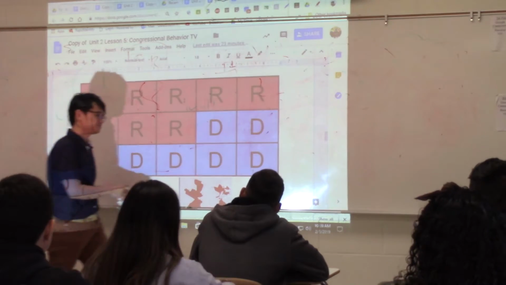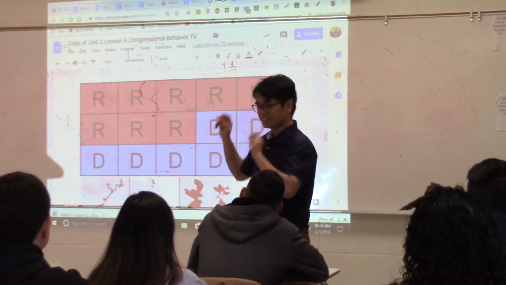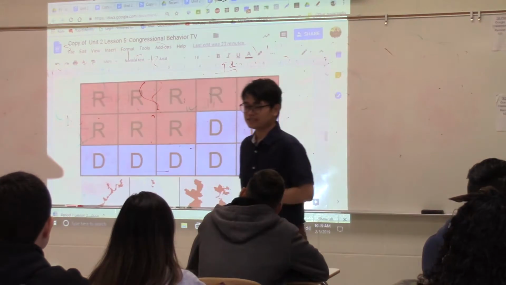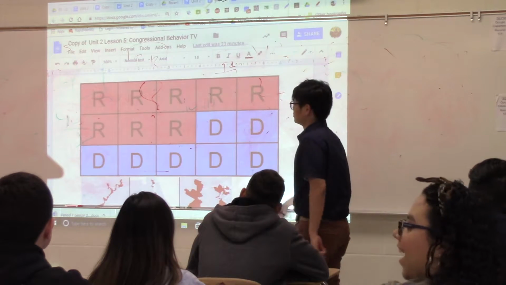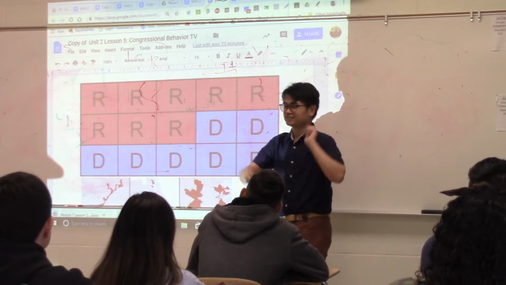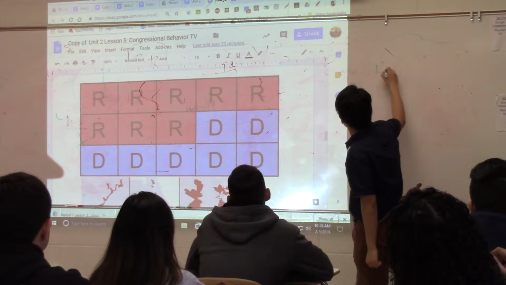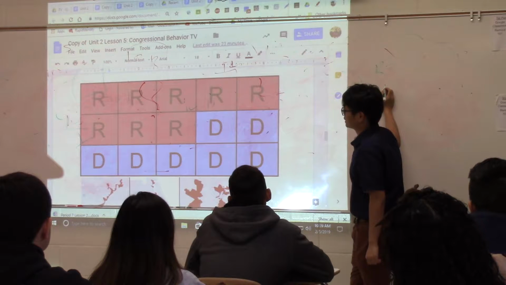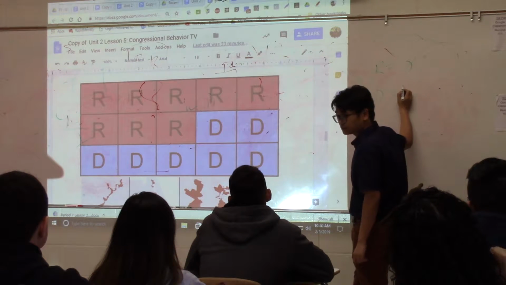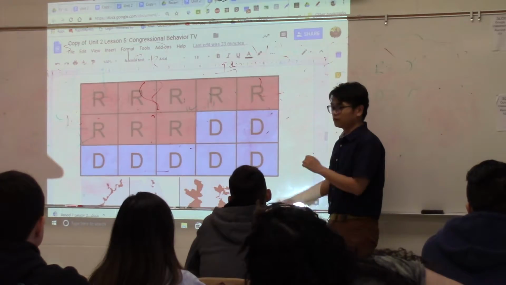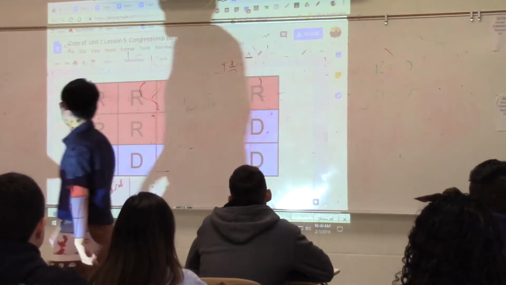If we're going to divide this state into 5 districts, how many people will be in each district? 3 million. Everyone good so far? Count the number of Republicans living here. How many million? 8 Republicans. How many Democrats living here? 7. So there are more what than what? Republicans. There are more Republicans than Democrats. Correct?